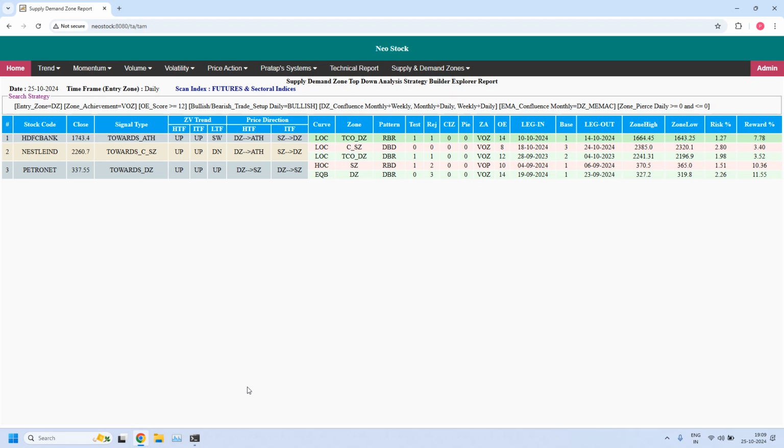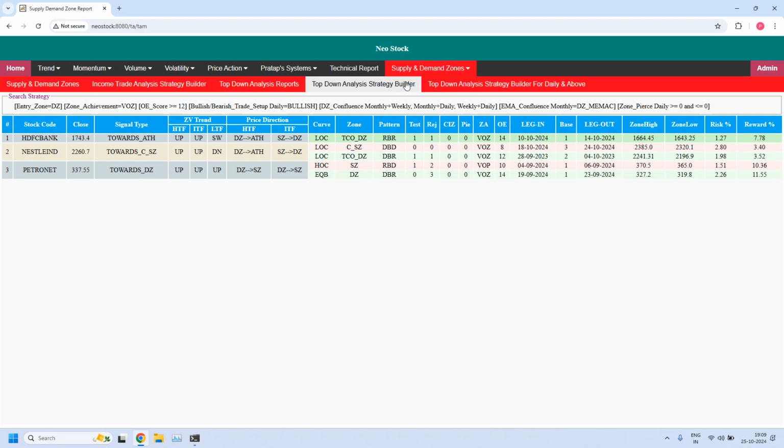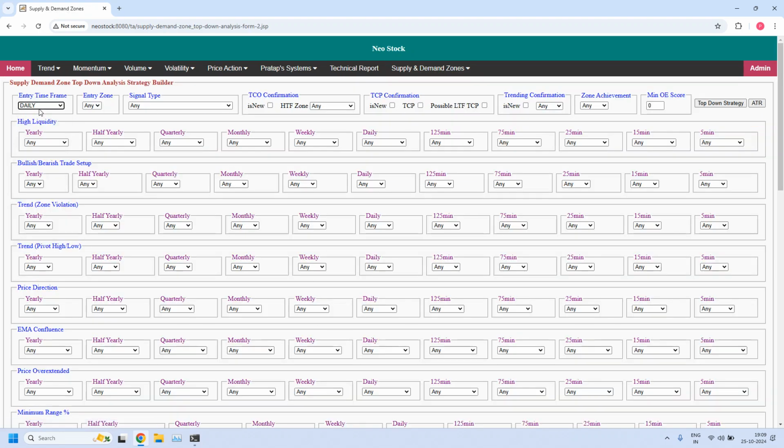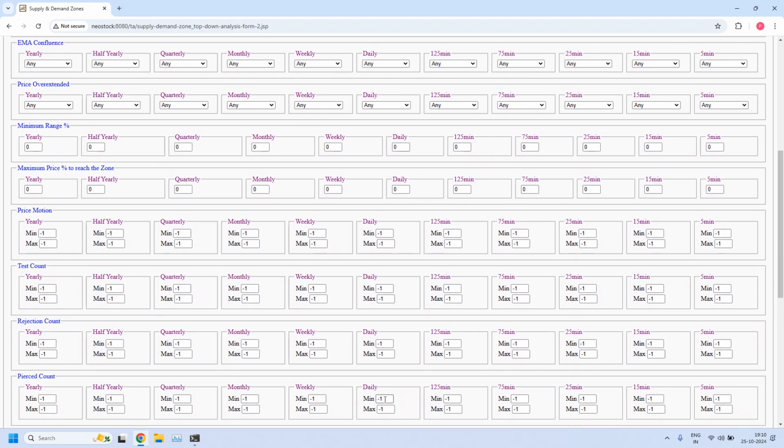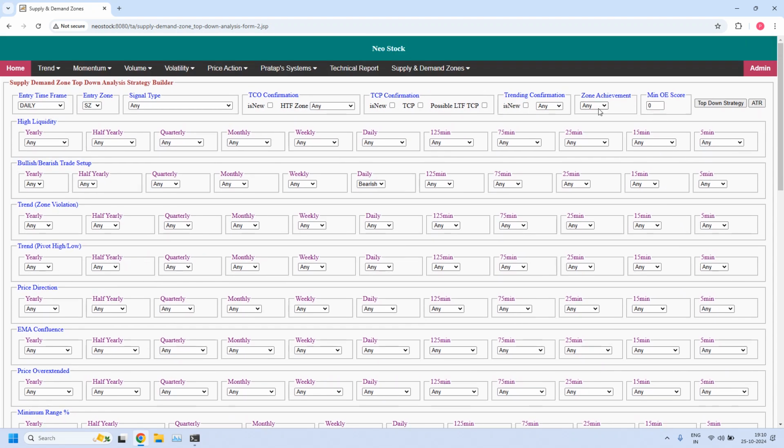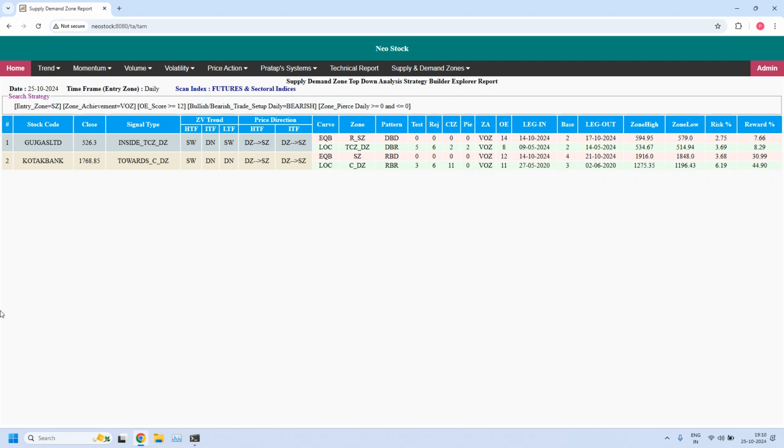Next, let us look for bearish trade setup for monthly income trade. Entry time frame daily, entry zone, supply zone. In bullish or bearish trade setup at daily, I am selecting bearish. The daily supply zone should not be pierced. So in the pierced count at daily time frame, I am setting minimum value 0, maximum value 0. Zone achievement violated opposing zone, minimum odd enhancer score 12. All the 3 filters are applied to daily supply zone. Let's verify. We got 2 stocks. Currently these 2 stocks are supporting bearish trade setup for monthly income trade.